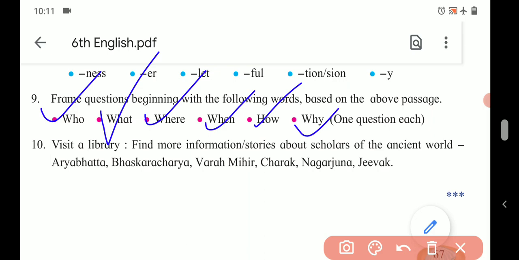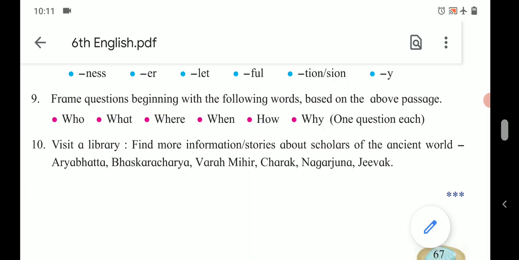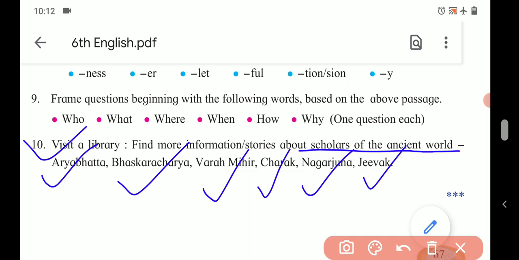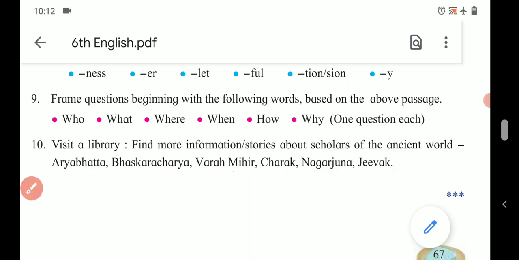So in this way you can frame questions, you can frame your own questions, but they should be based on the passage. And here is the last activity: visit a library, find more information or stories about scholars of the ancient world. Their names are Aryabhatta, Bhaskaracharya, Varahamihir, Charak, Nagarjuna, Jivak. So these are the scholars of the ancient world. You have to find their information by visiting a library, or you can simply find it by browsing on Google. So this is all about the activities based on the lesson Sushruta.